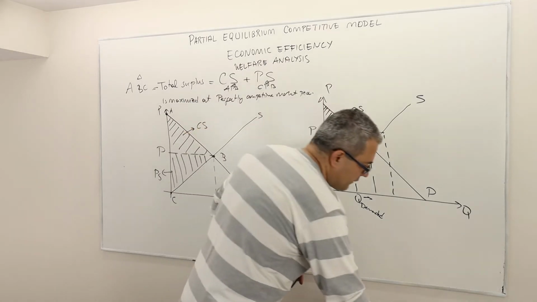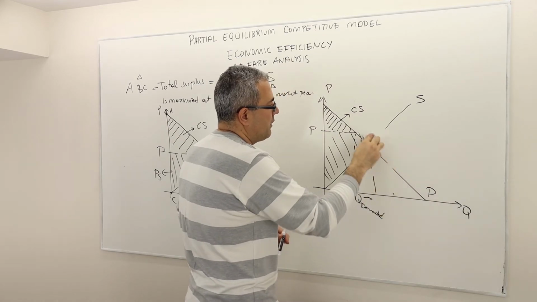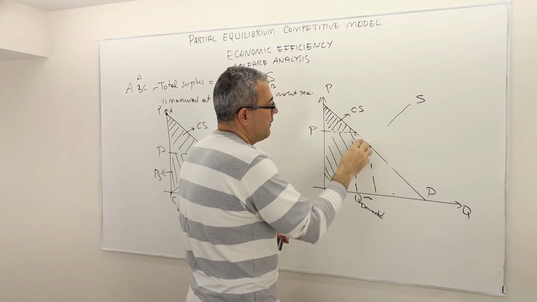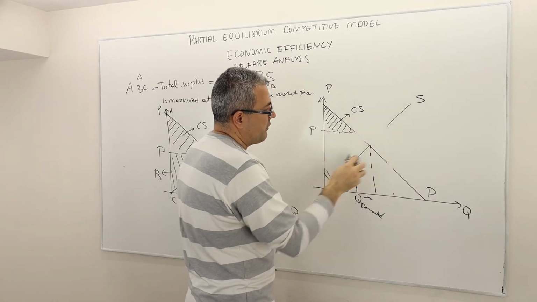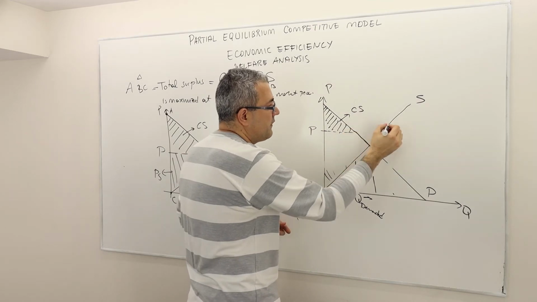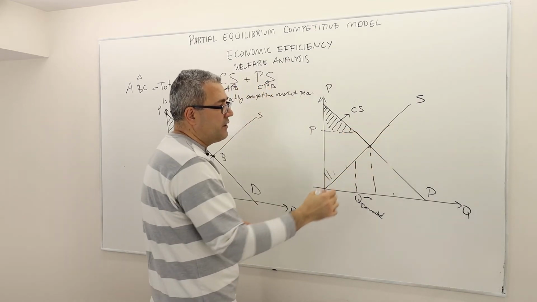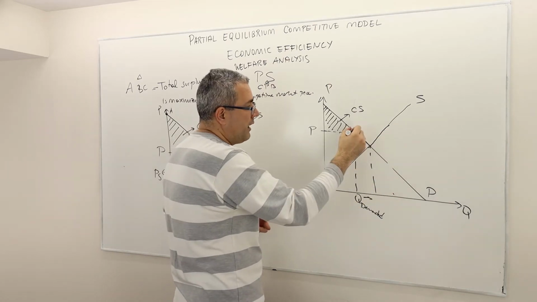So I would like to make things better without erasing the entire graph. That means if this is the price, yes, it's true, this is the quantity firms would like to supply.